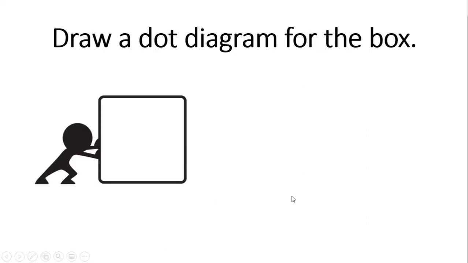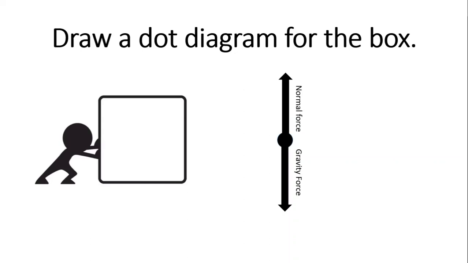Okay, drawing a dot diagram showing this box and this person pushing it. First of all, you start out with a dot and you show the force of gravity pulling down. You show normal force pushing up. Remember the book on the desk? We had the normal force pushing up, gravity pulling down. So here we have the same thing.